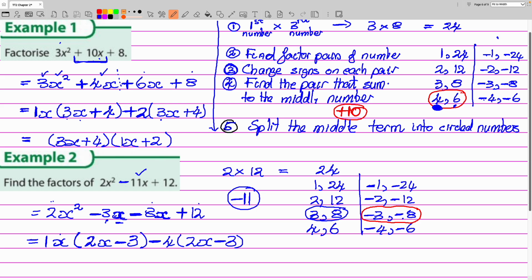So now we end up with 2 brackets. What's in the 2 brackets? Big shout out. 1x minus 4 and 2x minus 3. Doesn't matter which order you write it in. I just chose to write it that way because I'd already written the 2 in. Okay.